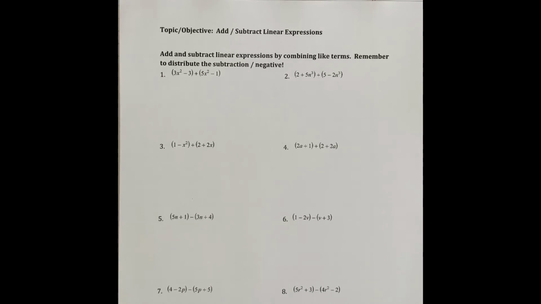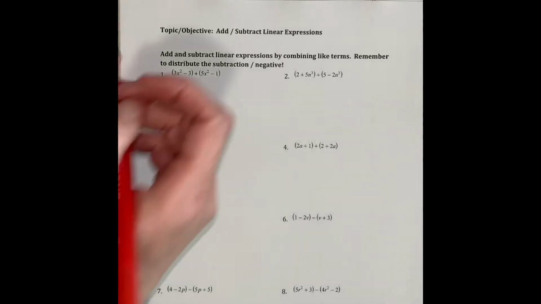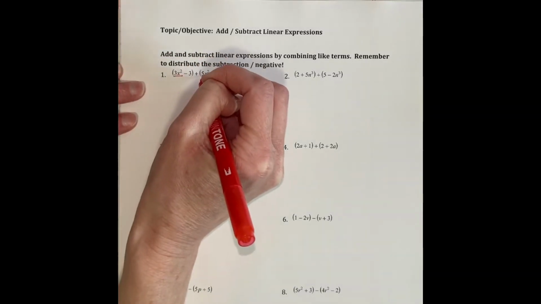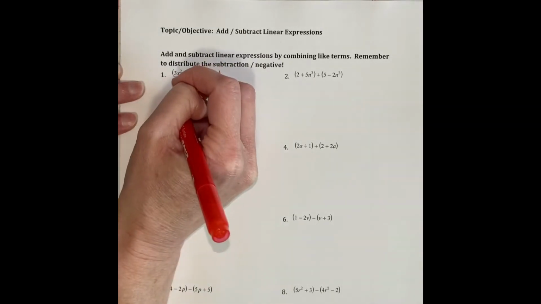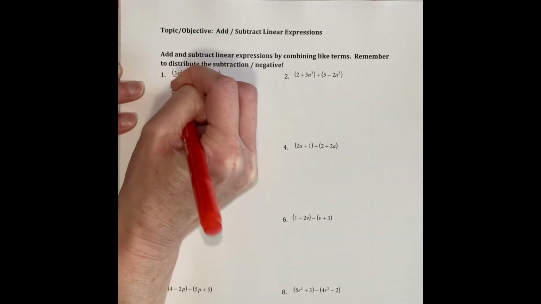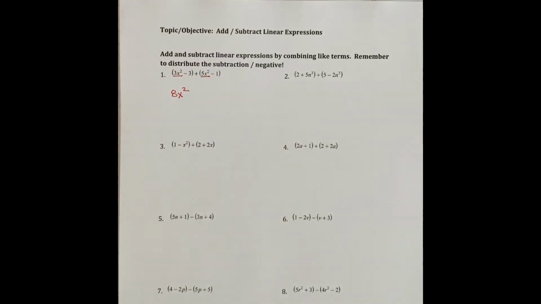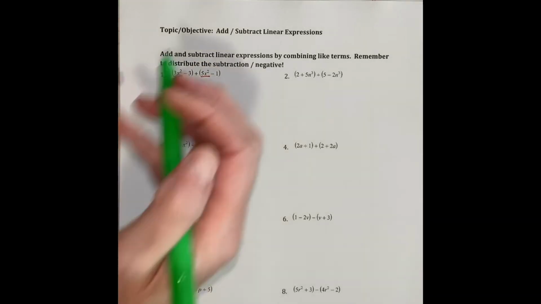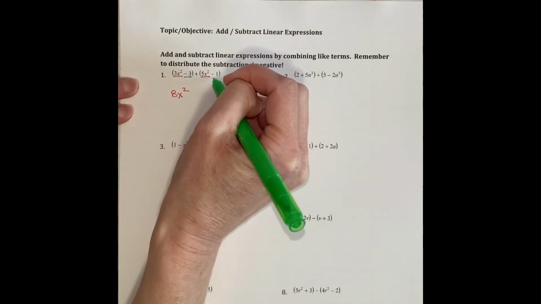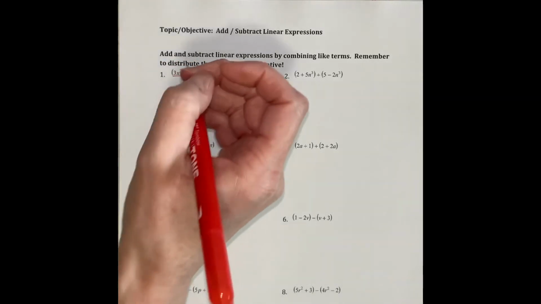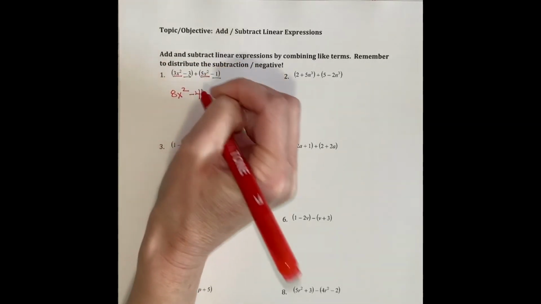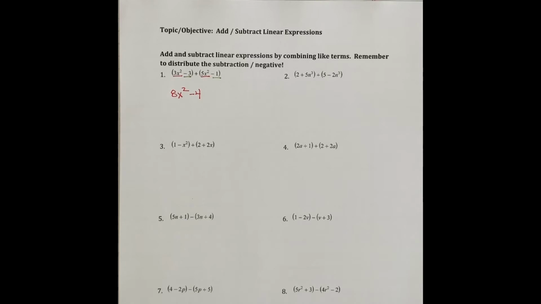3x squared minus 3 plus 5x squared minus 1. We're just going to combine like terms because this is addition. I see a 3x squared plus 5x squared. That would be 8x squared. And then I see negative 3 minus 1. Negative 3 minus 1 is negative 4. 8x squared minus 4.